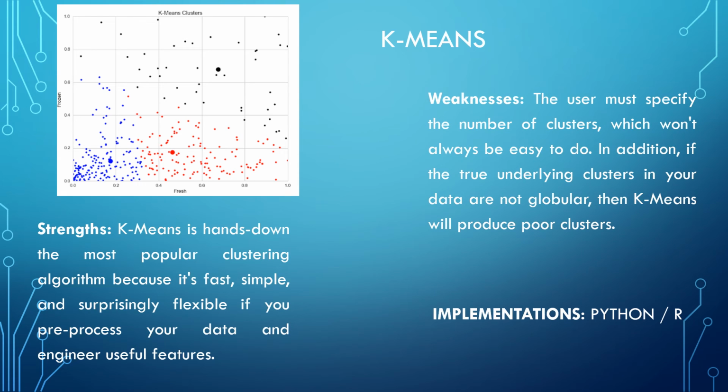K-means. Strengths: K-means is hands down the most popular clustering algorithm because it's fast, simple, and surprisingly flexible if you preprocess your data and engineer useful features. Weaknesses: the user must specify the number of clusters, which won't always be easy to do. In addition, if the true underlying clusters in your data are not globular, K-means will produce poor clusters.